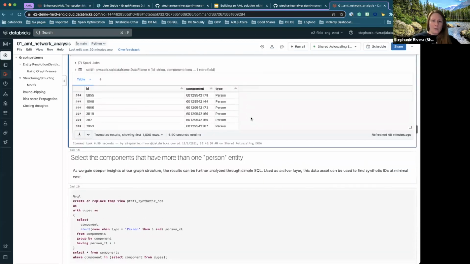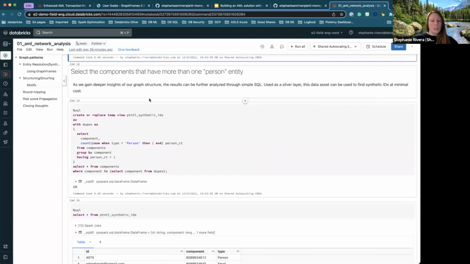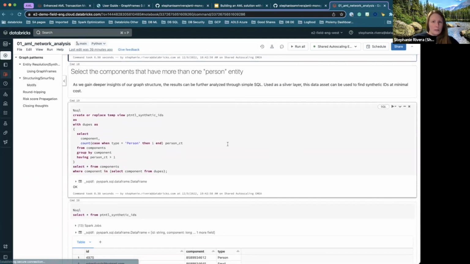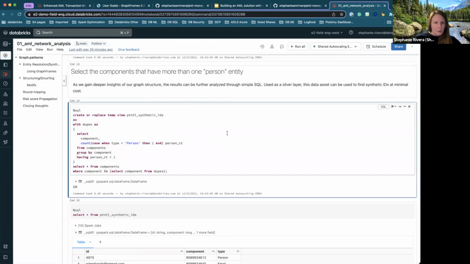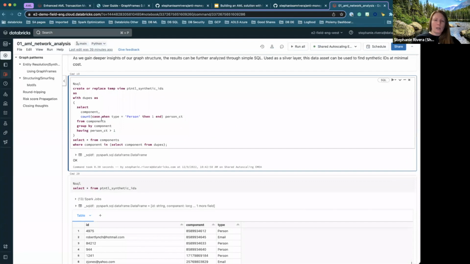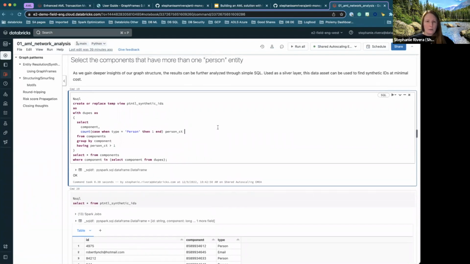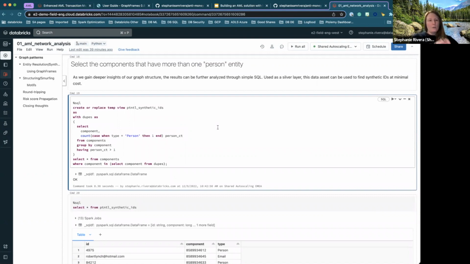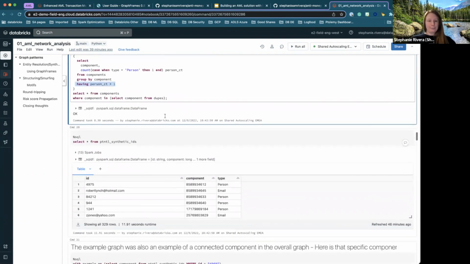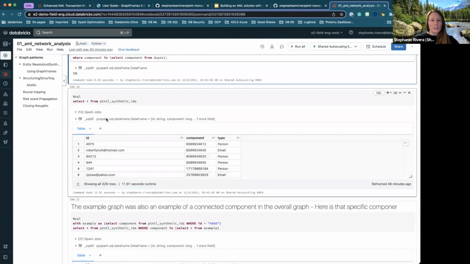And then when you come down here, you can look to see what the components look like more specifically. We're really not concerned about components with a single person in them, right? If there's one person and they're connected to lots of different attributes, we don't really care, because they're only trying to be one person. So here we're going to only pull out components that have more than one person in them. Here's a quick peek at what that list of potential synthetic IDs might look like, and the different components that they're in.